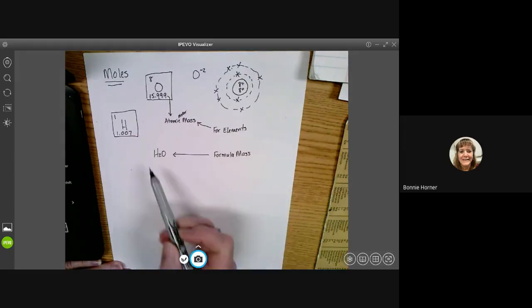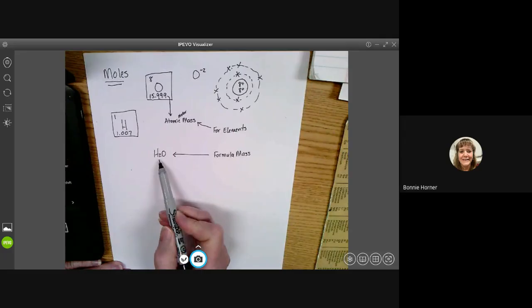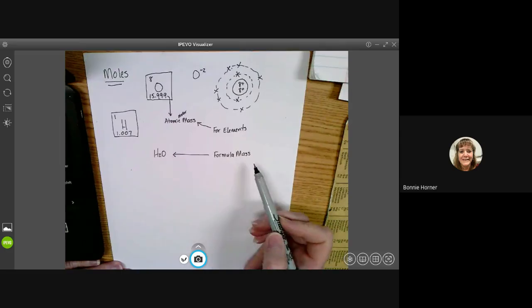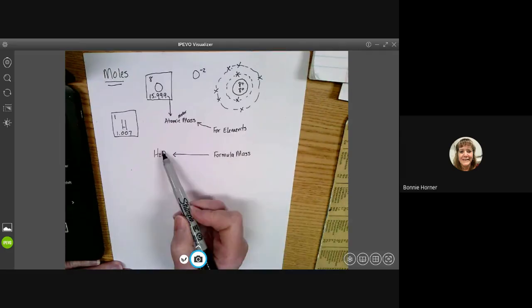Now, what is a formula mass? Well, you just have to add up the atomic masses, but you also have to pay attention to how many hydrogens you have, how many oxygens you have. So let's look at this. How would we figure out the formula mass, or the mass of 1 mole of water molecules?